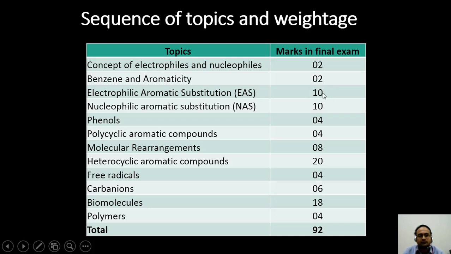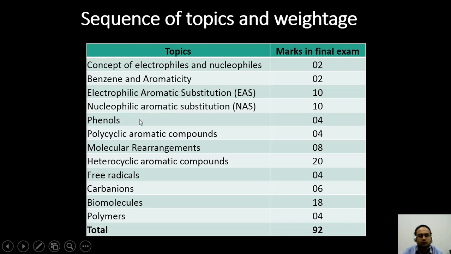Therefore, it has been given 10 marks in the final question paper. Then another equally important topic is nucleophilic aromatic substitution. This also you may have learned a bit in the 12th class, but again, as with EAS, here we are going to pay more attention to the mechanistic aspects, trying to understand relative reactivity, regioselectivity, and all those kinds of concepts with more examples. And therefore, it has a weightage of 10 marks in the final exam.